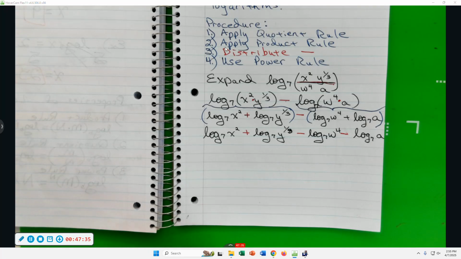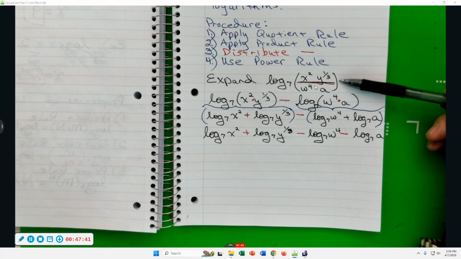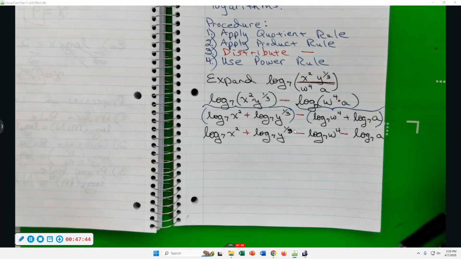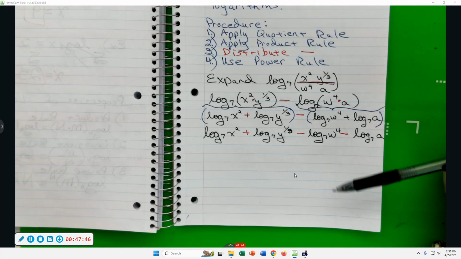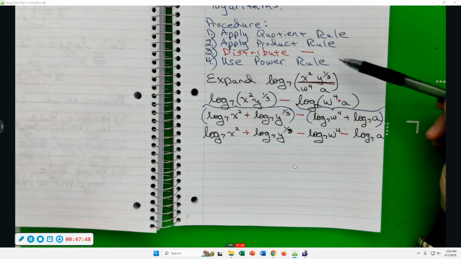Any questions up to this point? Keep in mind, our goal will be to go from this problem here directly to the final answer. We're now ready to get the final answer.